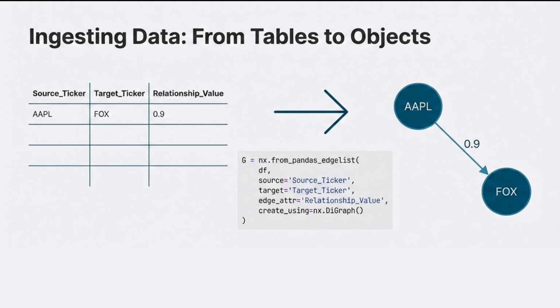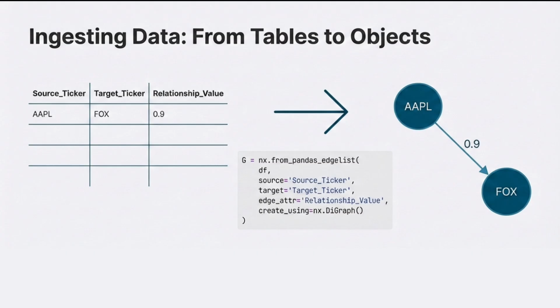Financial data often begins as a spreadsheet or database table. We do not draw the graph manually. We load it programmatically. The phrase vectorized loading at the bottom is important. For large datasets, such as Bloomberg data, we need efficient bulk loading rather than one edge at a time. So the key idea here is that coding a network starts by mapping columns in a table to graph components.